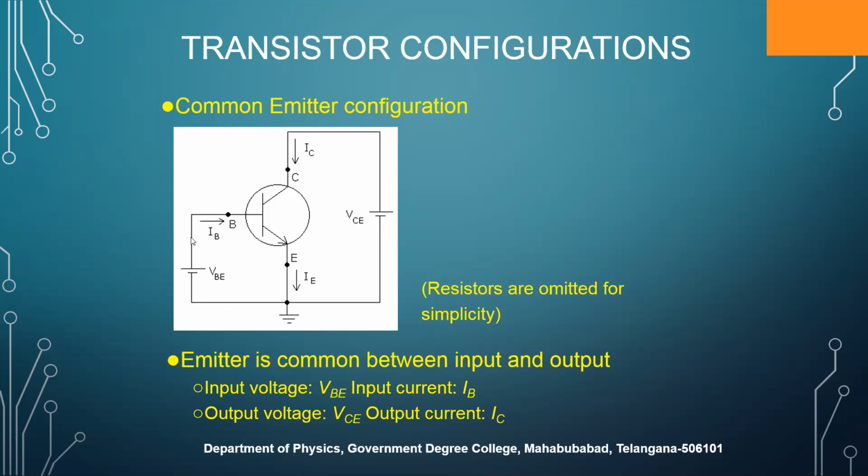Here we have not included any resistors just for simplicity, but when we are doing practical experiments, we should always include resistors, one resistor here and one milliammeter here, one resistor here, one milliammeter here. We have to compulsorily include them, because if you don't include resistors, the transistor will get damaged because of excessive current flow. So emitter is common between input and output. The input voltage is VBE and input current is IB. The output voltage is VCE, and output current is IC.